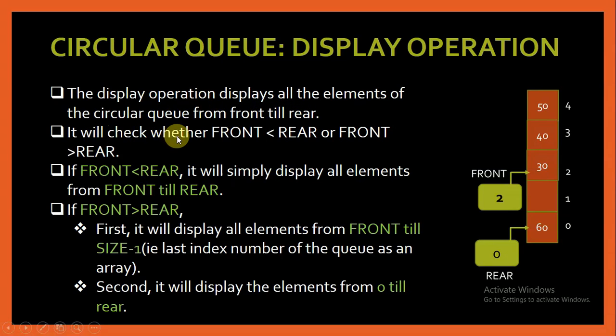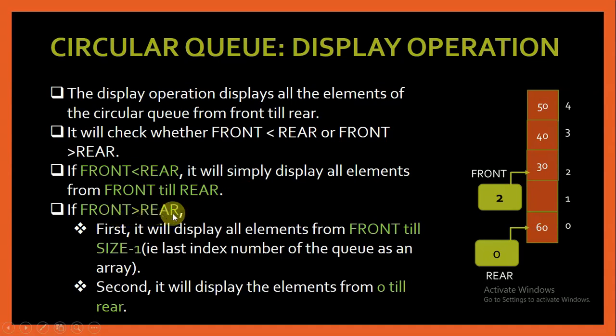Now it will check whether front is less than rear or front is greater than rear. In normal queue, front is always less than rear, but in the case of circular queue, we can also have front greater than rear. So we'll check. Now if front is less than rear, it will simply display all the elements from front till rear. So there will be no discrepancy. Simply, if suppose my rear is here, it will display elements from front till rear like the normal queue.